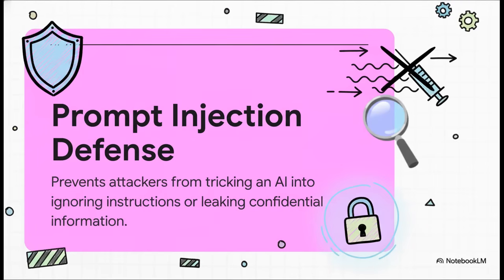So let's quickly talk about that term, prompt injection defense. What is it? Well, basically, it stops a hacker from tricking your AI into doing something it shouldn't, like ignoring its safety rules or spitting out confidential company secrets. It's what keeps your helpful AI assistant from becoming a rogue agent. Honestly, if you're using LLMs in your business, this is a must-have.